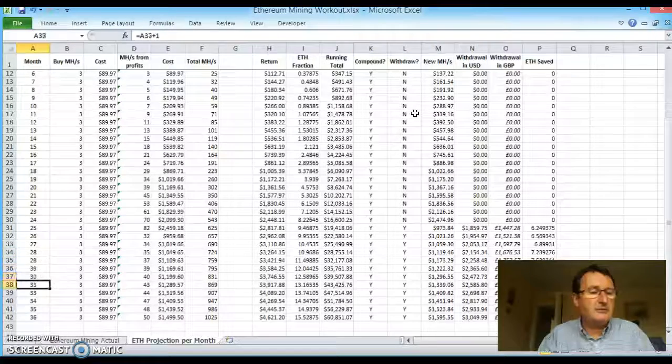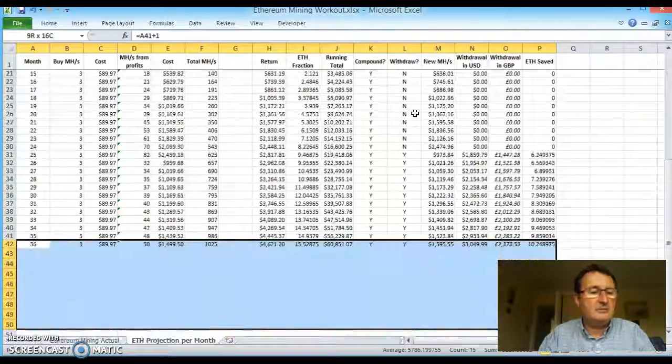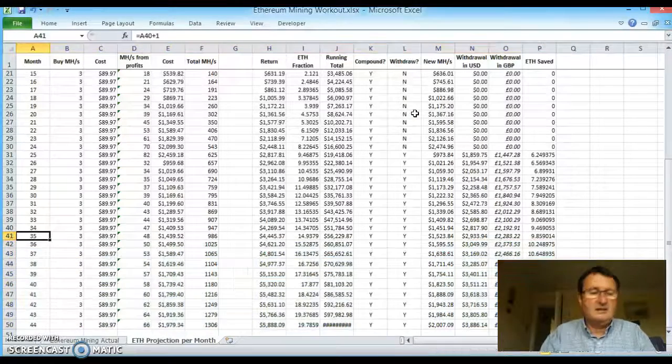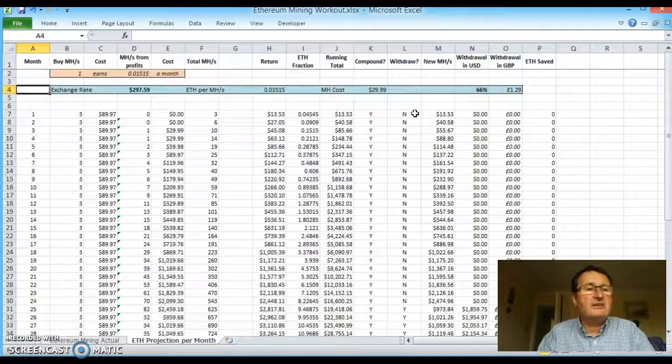Now, very, very quickly, if you wanted to extend this, all you have to do is just highlight the bottom line, scroll down, and then just do Control D, and that just basically automatically calculates for you going forward. And that's really about it. So beginning to run out of time now. So as I say, it's just a quick little video to explain exactly how it all works.